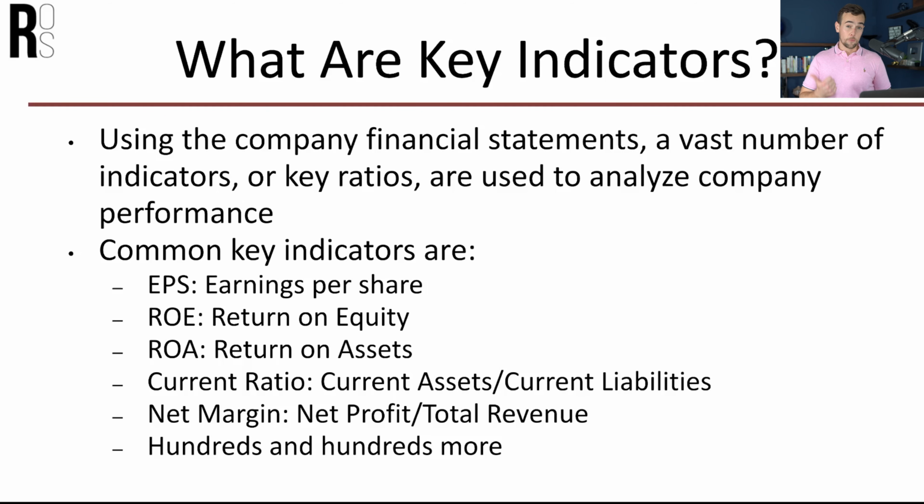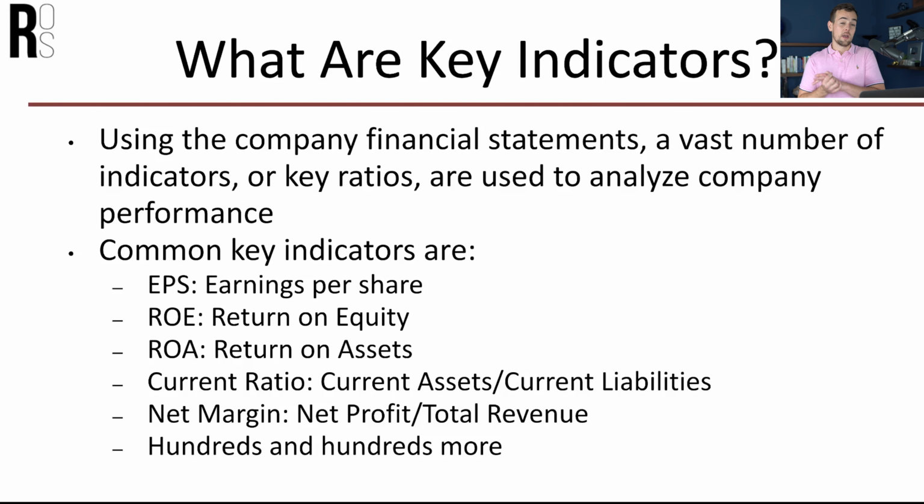So the question becomes, using these financial statements, what exactly are the key indicators to look for? Well, I'm going to give you a few here right off the bat, and these are some of my favorites. First of all, earnings per share tells you how much the company earns in profit per share. So for every share that you own, that is your corresponding amount of earnings based on the total earnings of the company. Beyond that, return on equity is another good metric to look at, as well as return on assets.